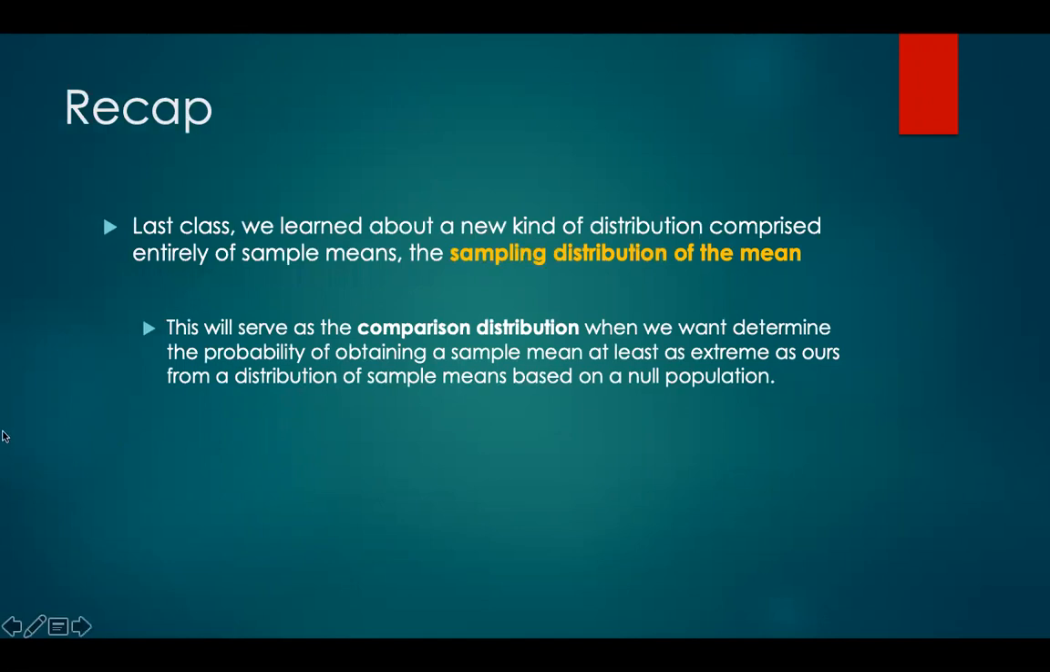Now, last class we learned about a new kind of distribution comprised entirely of sample means, and this is called the sampling distribution of the mean. And this will serve as the comparison distribution when we want to determine the probability of obtaining a sample mean at least as extreme as ours from a distribution of sample means that's based on the null population.